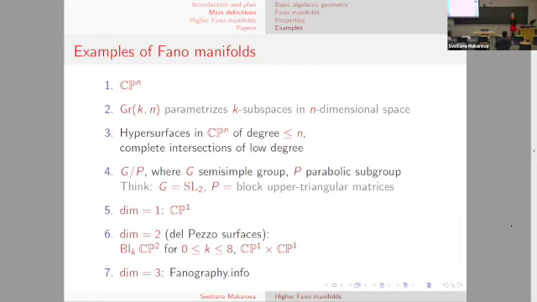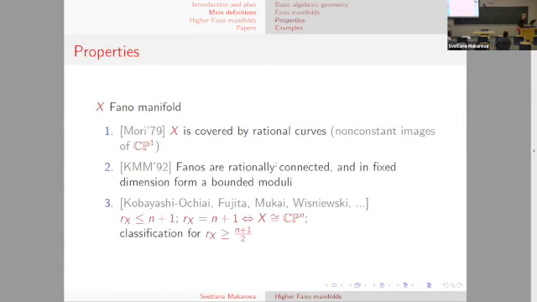Yes? What does being covered by curves mean? It means that through every point of X, there passes a rational curve. So it is a simpler property than the second one, because there we require that through every 2 points, there is a rational curve that connects them. Here we just want that, given 1 point, there is a rational curve through this point. We don't require that it connects it to another point.